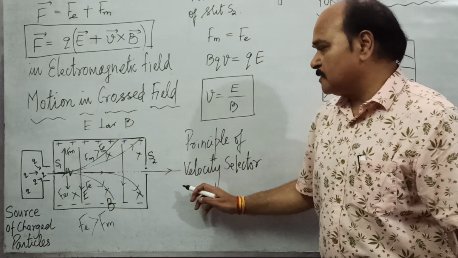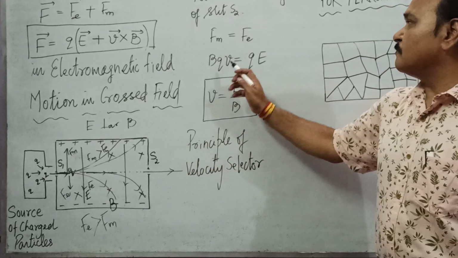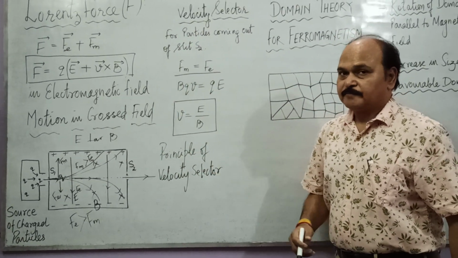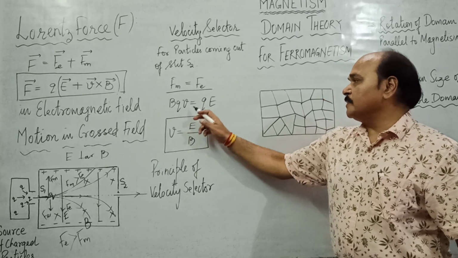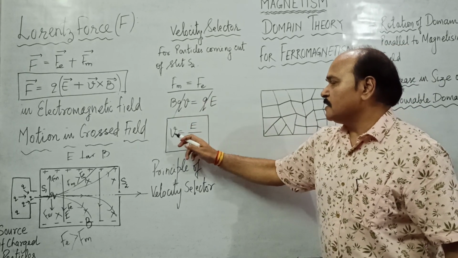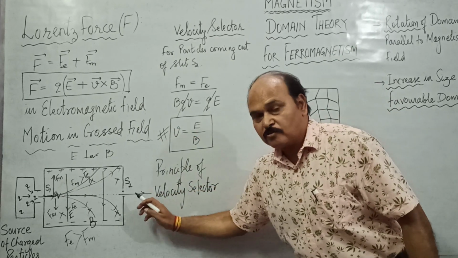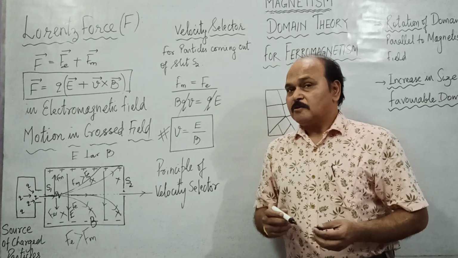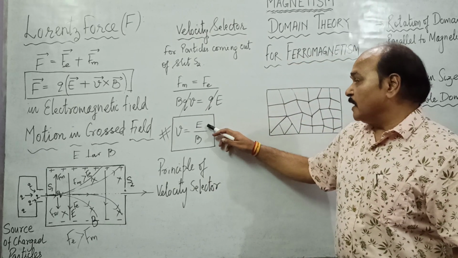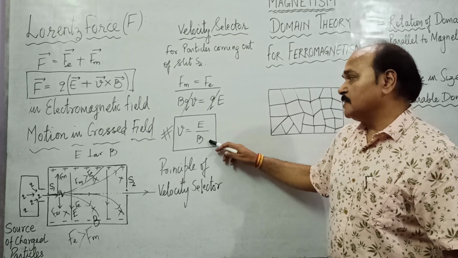But those particles which move straight across this slit are those particles over which magnetic force and electric force are equal to each other. Magnetic force is BQV, electric force is QE, and you can see that Q cancels out. What do we get? V is equal to E upon V... we get V is E upon B. So out of this slit number 2, only those particles come out whose speed is the ratio of the value of electric field and the value of magnetic field. E is to B.